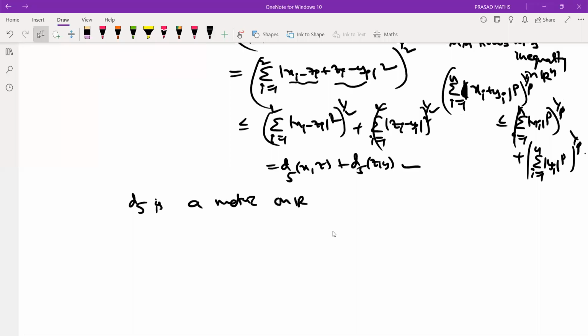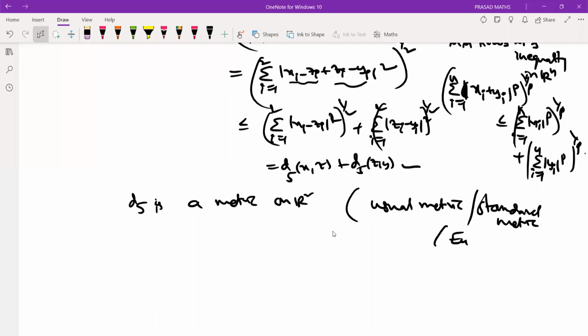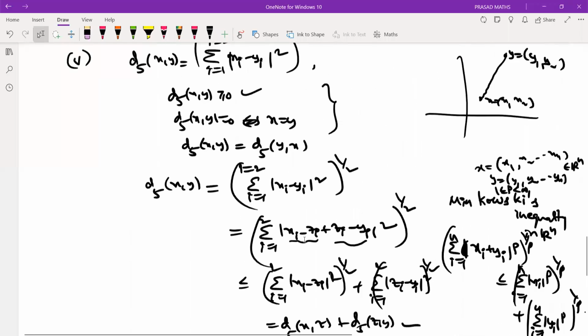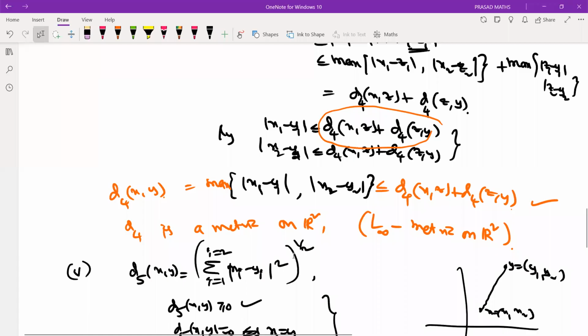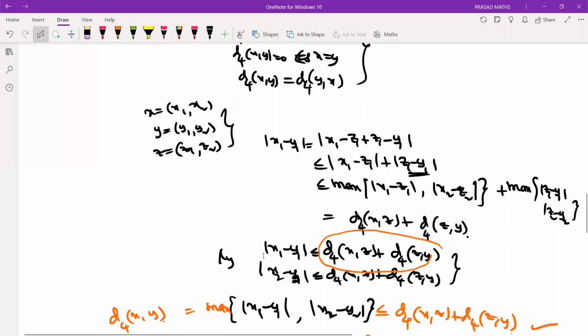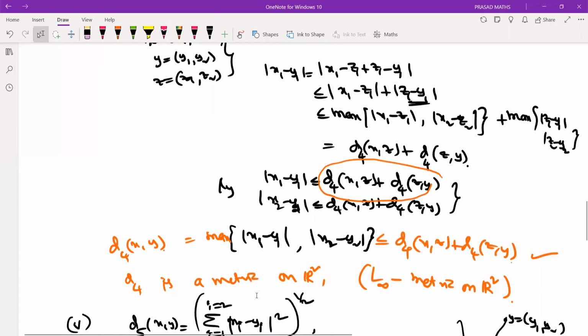Metric on R2. This metric is actually the usual metric or standard metric or Euclidean metric, because Euclidean distance is there on R2. Similarly, you can extend the idea to R power n also. So this is about R power 2. You can extend this idea to R power n, same.